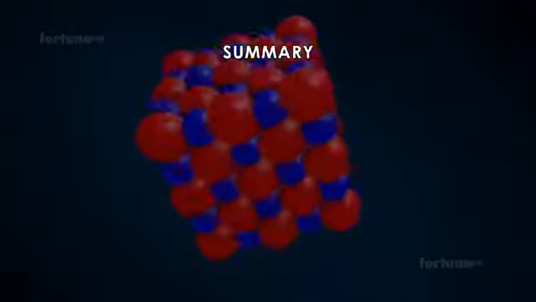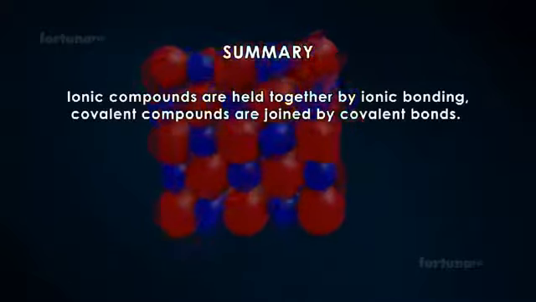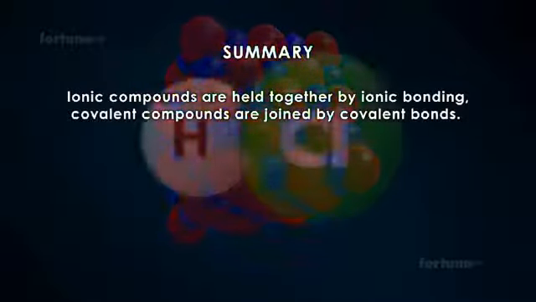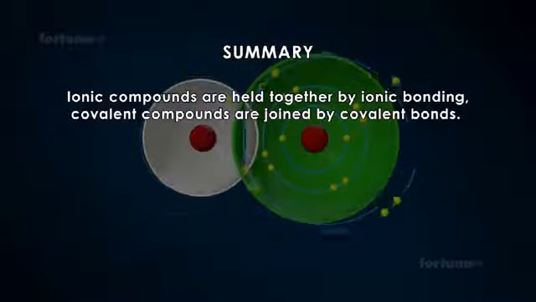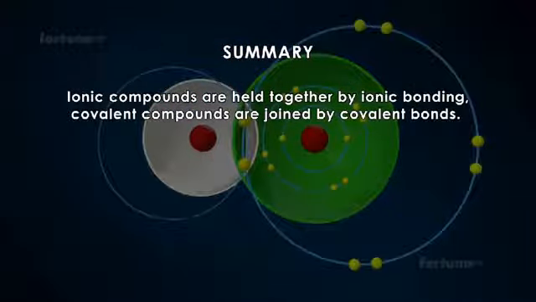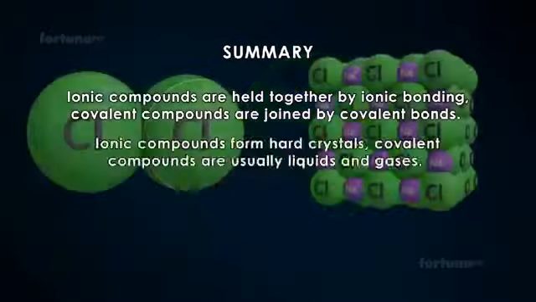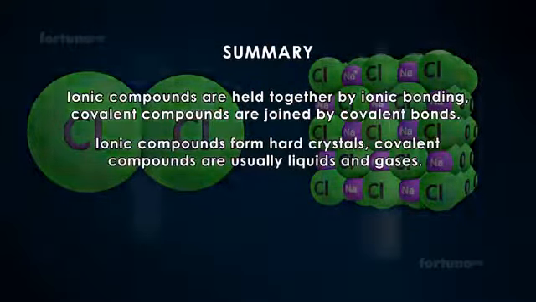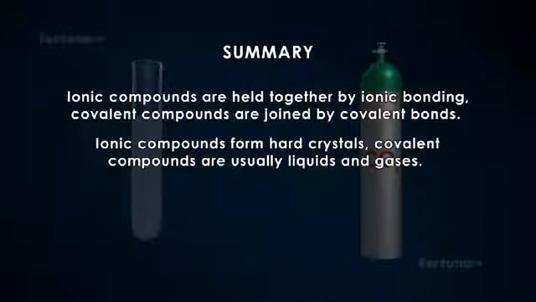Summary: ionic compounds are held together by ionic bonding. Covalent compounds are joined by covalent bonds. Ionic compounds form hard crystals. Covalent compounds are usually liquids and gases.